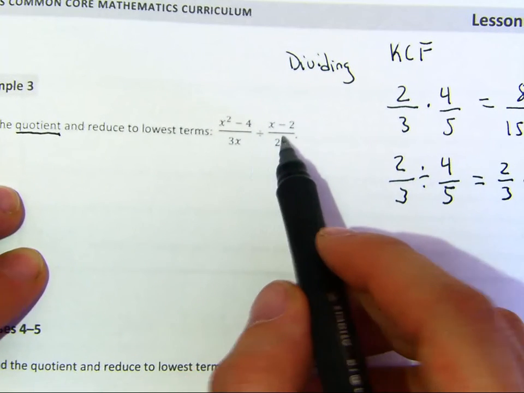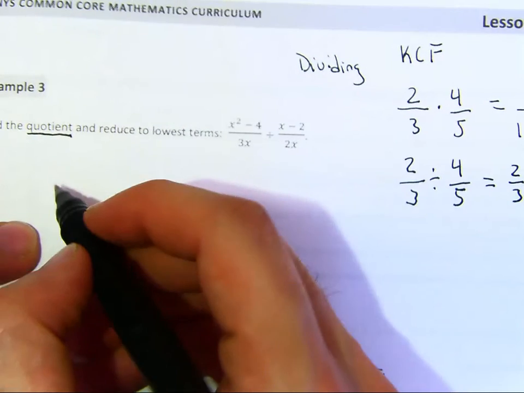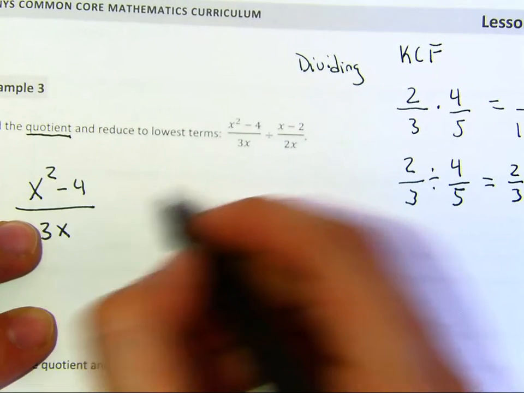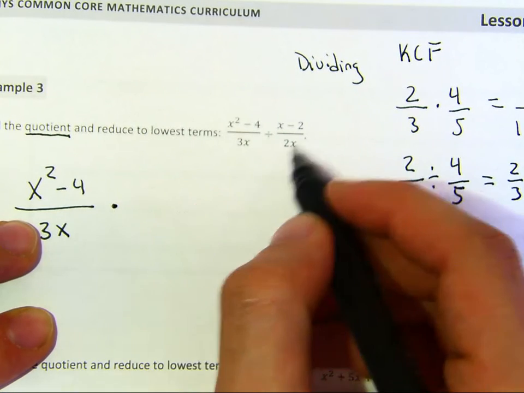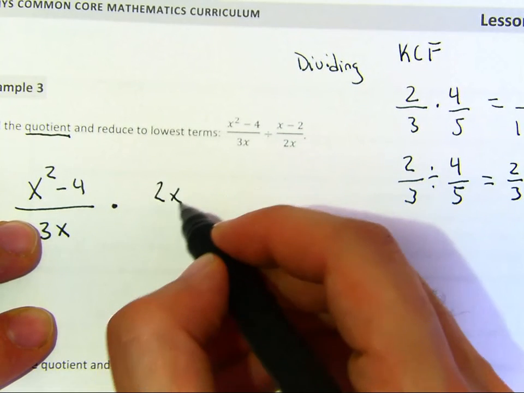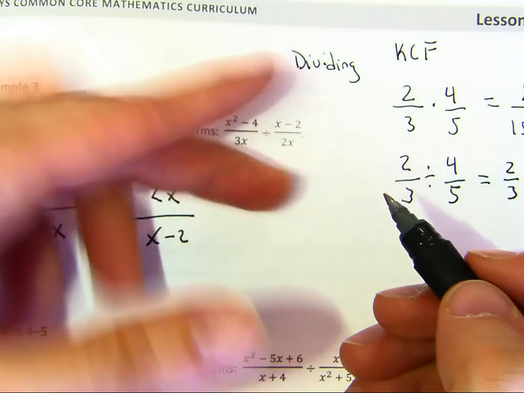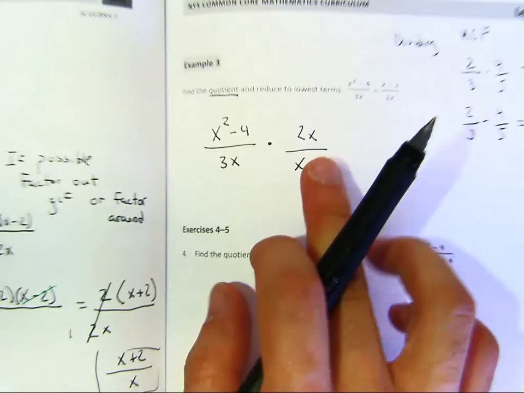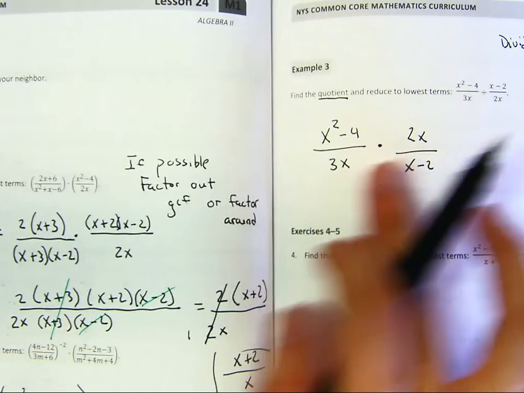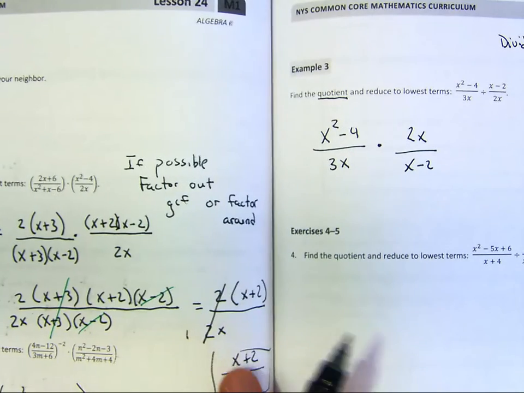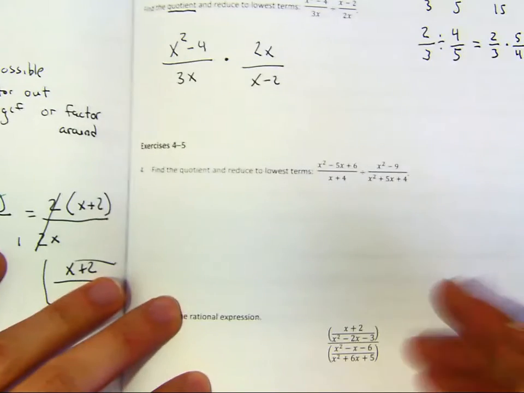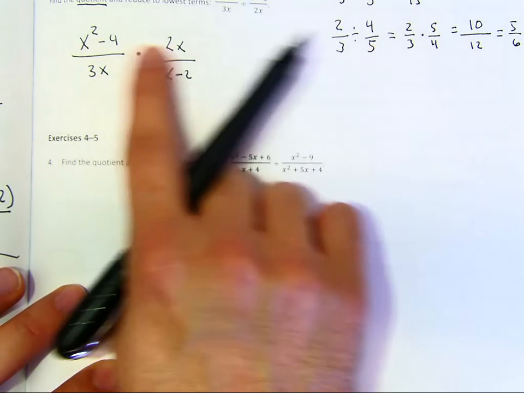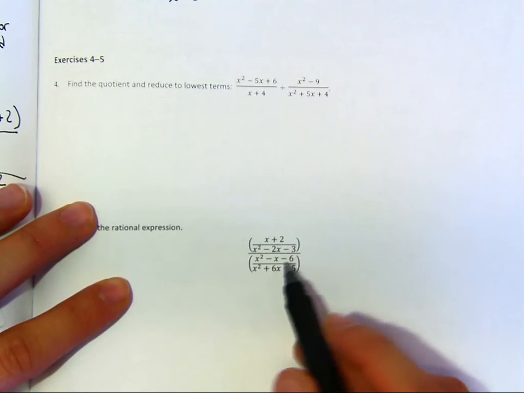And that's the same idea with rational expressions, that you keep this, change this, and you're going to flip that. So here, this becomes x squared minus 4 over 3x. This division changes to multiplication, and this becomes 2x over x minus 2. You're just going to flip these two. And then you're just going to play the same game of multiplying these two expressions and then simplifying it like we did over here. Okay?